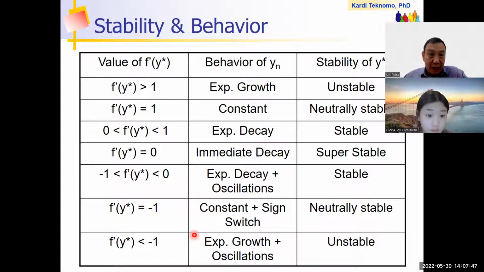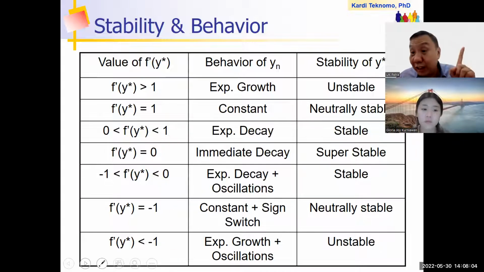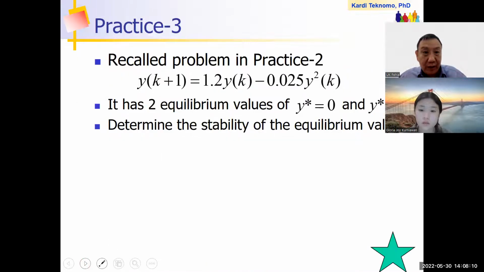This is the stability and the behavior. You can see if the first derivative is larger than 1, it is exponential growth. If it is 1, it is usually constant, and so on. So this is what is known to be the behavior of that logistic equation. This is the logistic equation only.